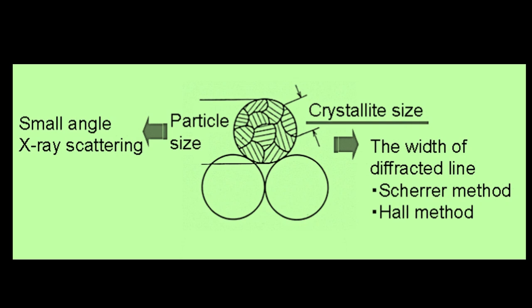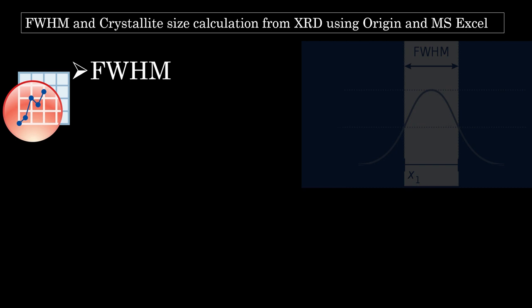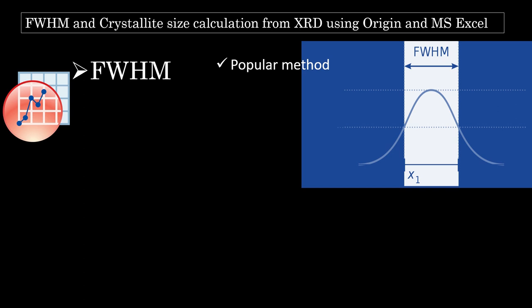I will show how to determine the full width at half maxima in two different ways. The method which most of the researchers use, and then the method which I use, and I think better. After very briefly talking about the Scherrer equation, I will show how you can calculate crystallite size easily.